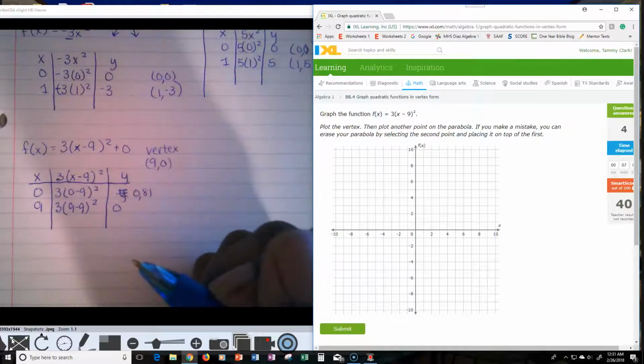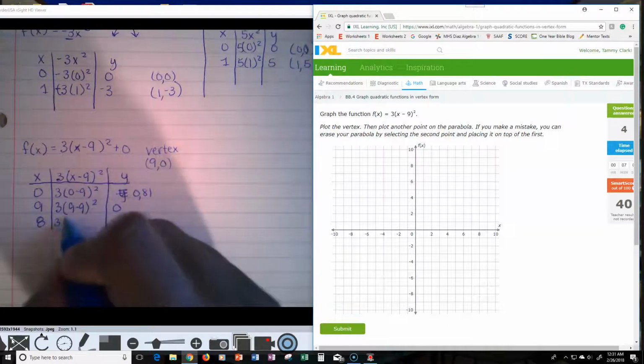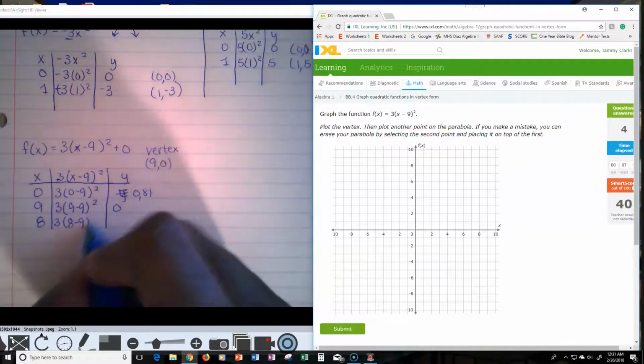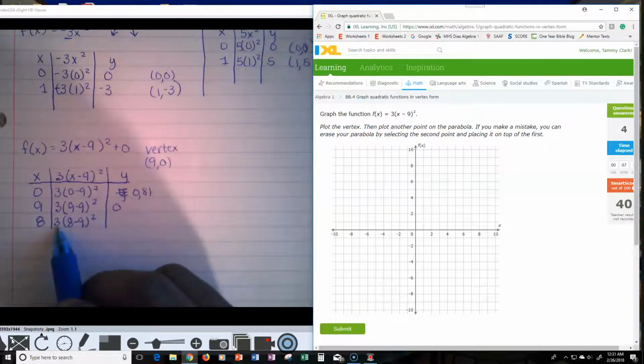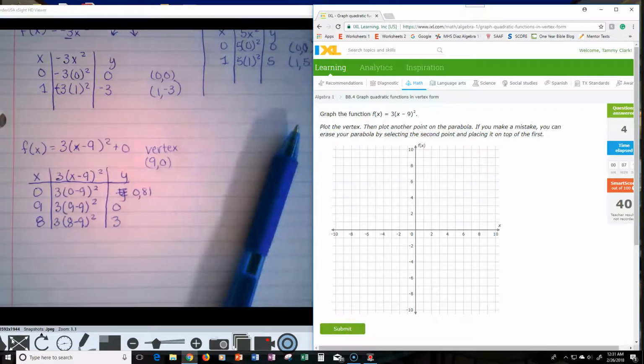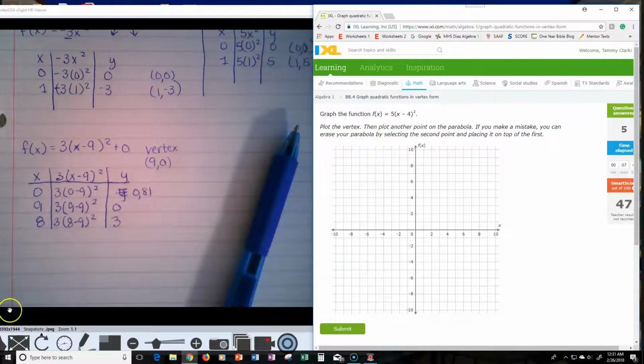Now what if we did something like, let's do 8, because we want to keep these numbers pretty small. So 8 minus 9, square that. 8 minus 9 is negative 1. Negative 1 squared is 1. 1 times 3 is 3. So we can do our vertex as 9, 0. And we can do our next point as 8, 3. Now that's really interesting, isn't it? All right, so that's how those would work.